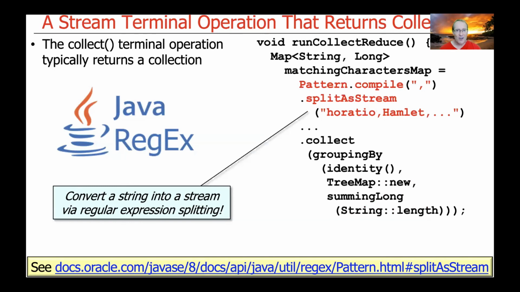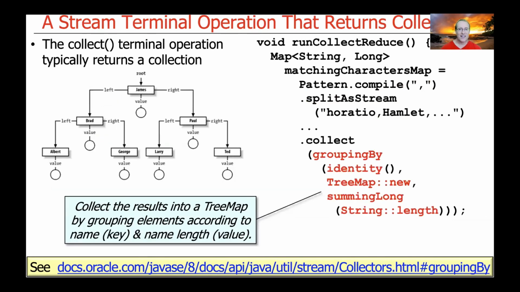Be aware that there are other ways of being able to create streams in the first place. So here's how we're going to use the pattern feature in Java, which is part of the regular expression package, in order to take a string that has all the characters in Hamlet separated by commas, and then split that up into a stream by giving a regular expression, which in this case is just the comma, and it'll use that as a way to partition the string up. And then we would use the same grouping by mechanism we just talked about to turn that into the final result.